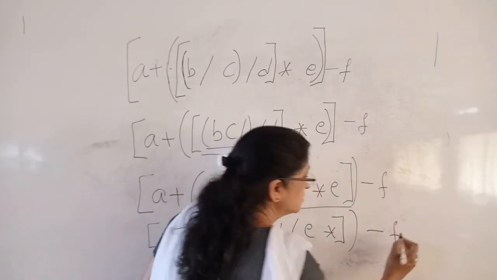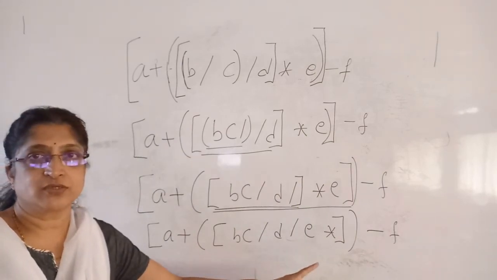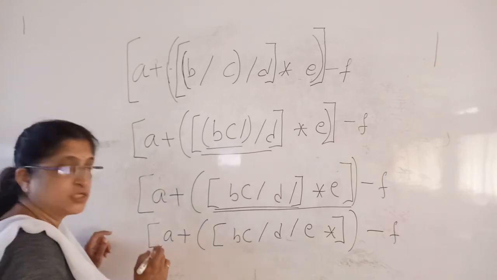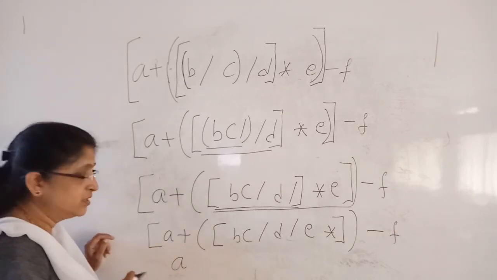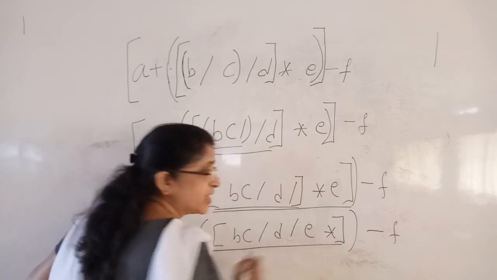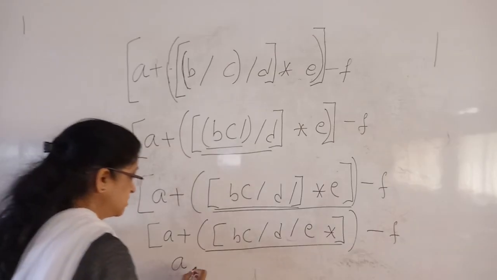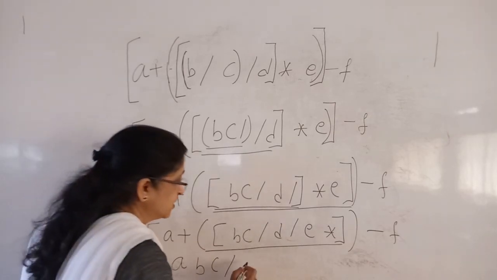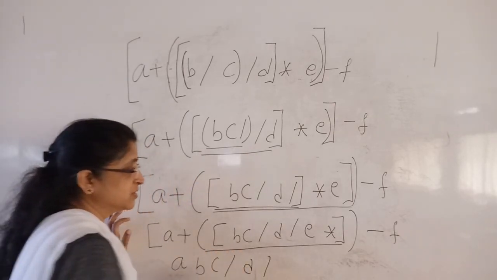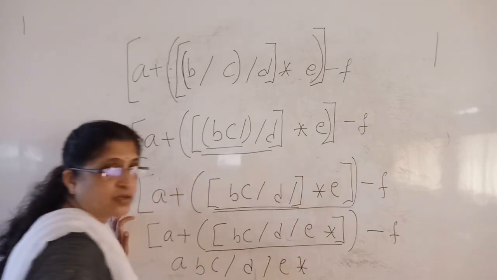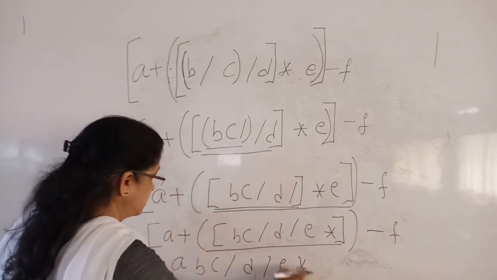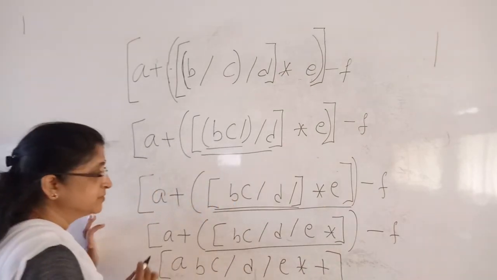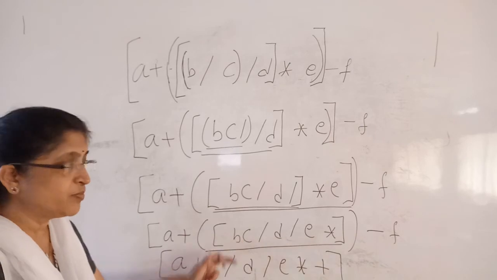Now I am left with addition and subtraction. So now we have to convert addition to the postfix form. For addition, A is the first operand, then the second operand is this whole part. So write the whole part: BC slash D slash E star. This is the second operand, so write plus here. Now you have converted this to the postfix form.